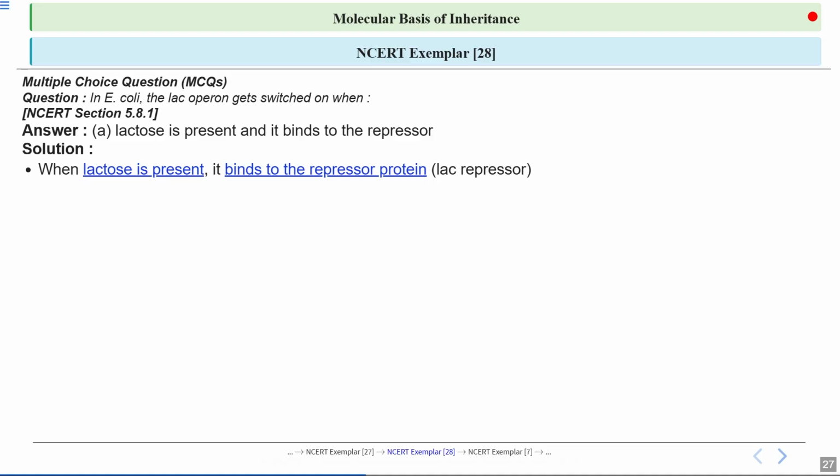But what happens in the presence of lactose? This lactose will bind to the repressor. It causes a conformational change in the repressor, and now the repressor cannot bind to the operator region. Because of this, now RNA polymerase has access to the promoter and it can bind to the promoter, and the transcription is initiated now. Okay, clear?